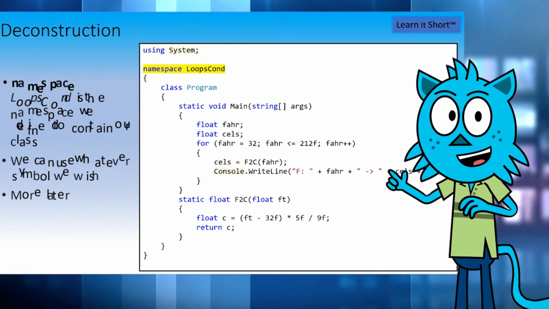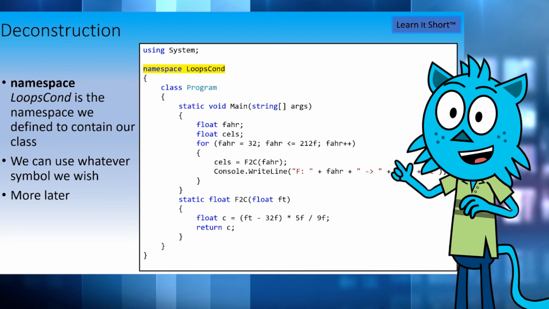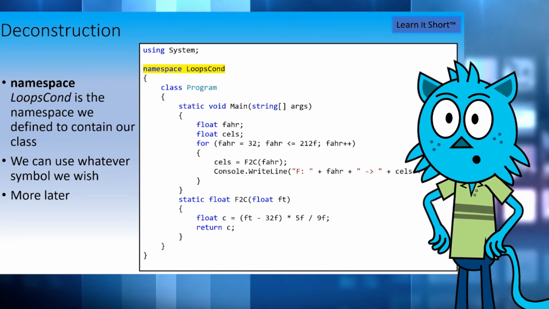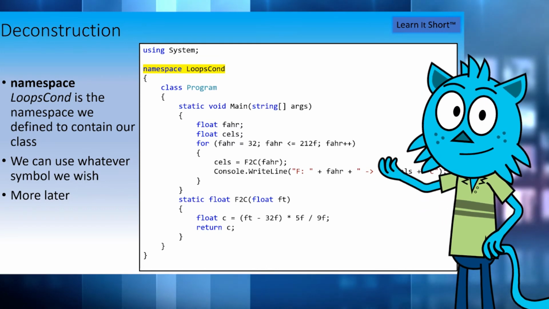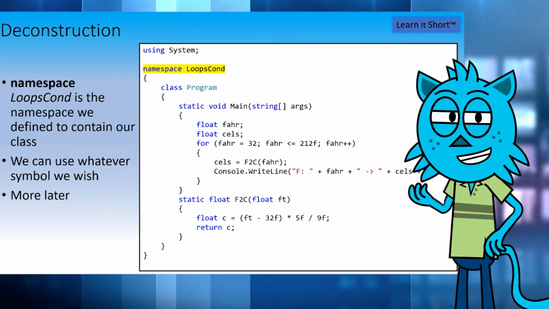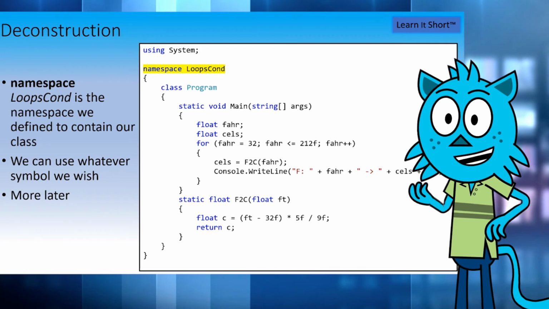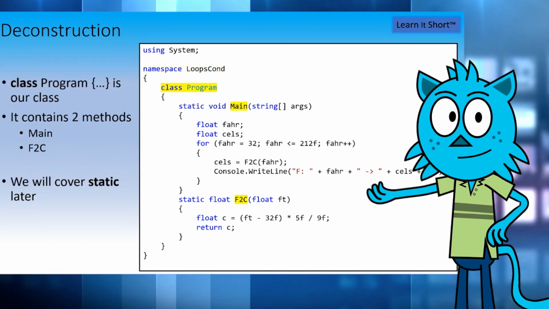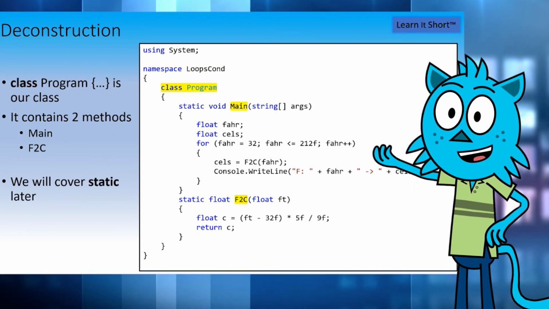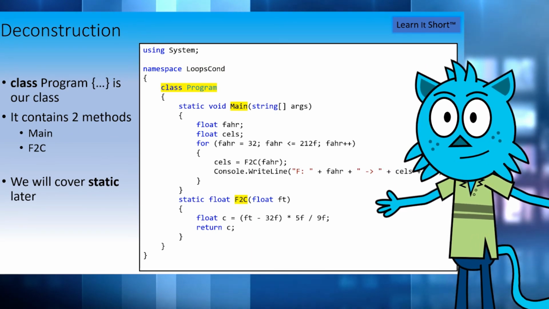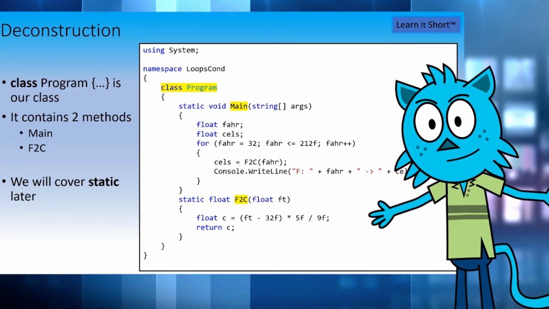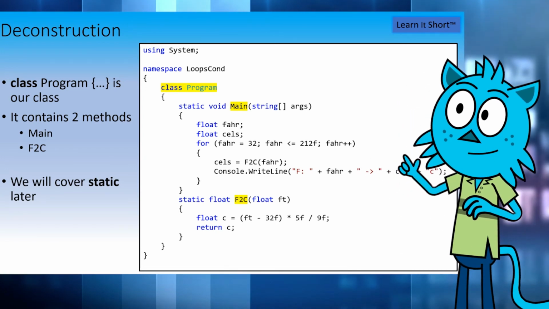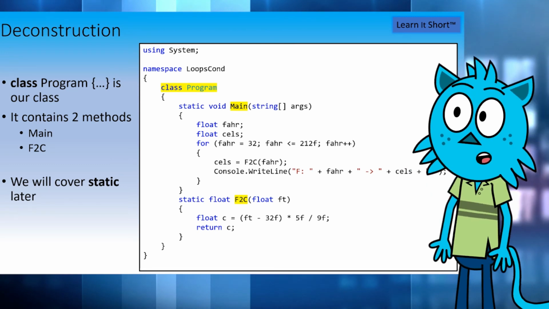We are also putting our class program inside of a namespace. We called our namespace loops and conditionals, or loopscond. That's our namespace, and we could use whatever name we wanted, and we're going to talk more about namespaces later. And then finally, we have one class. Class program is our class, and it contains two methods, main, which is the entry point to the program, and F2C. There's also that pesky word static, and we've been ignoring that the whole time, and we'll talk more about static later.